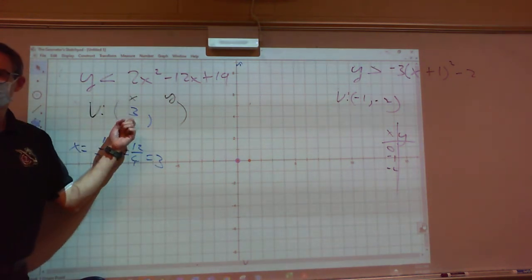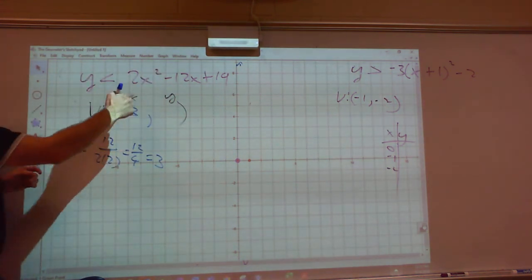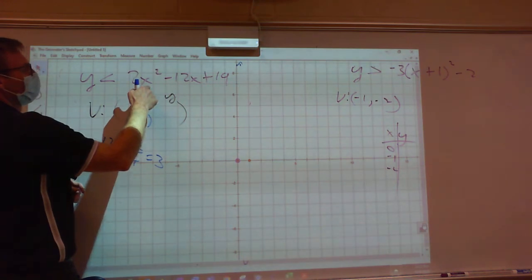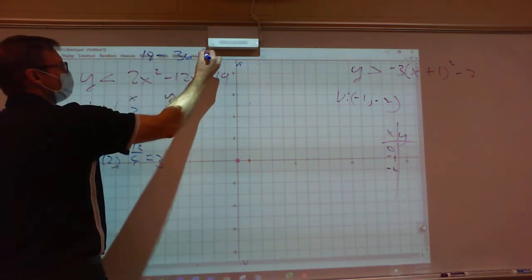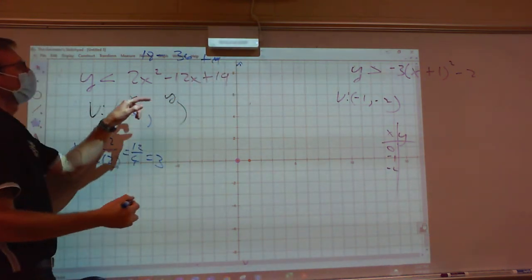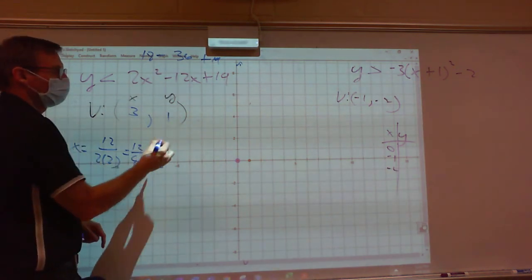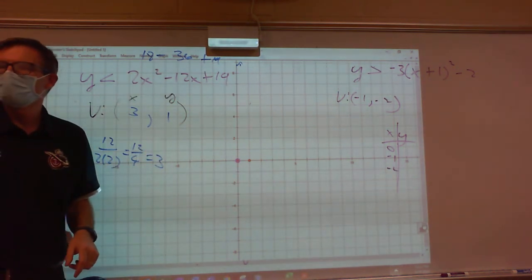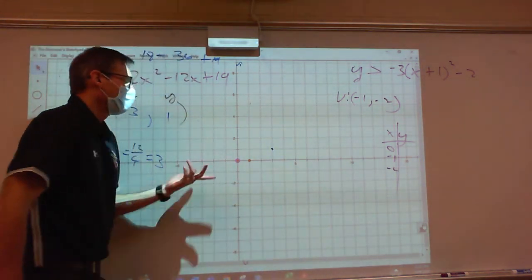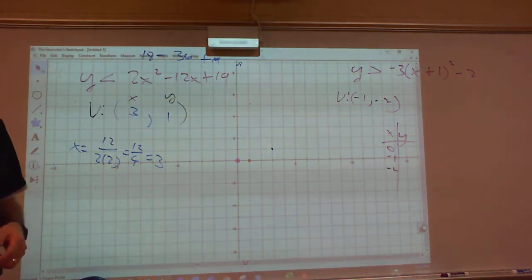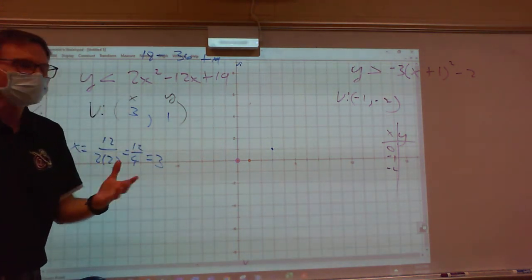If I know what the x part is, how do I figure out the y part? Plug it back in, and so it's going to give me 3 squared is 9 times 2 is 18 minus 36 plus 19. Let's see, that's minus 18 plus 19 gives me a 1. And so here's what I know. I've got my vertex at 3, 1. I know it's turning up. I do need to plot a couple extra points, but I'm going to go ahead and kill the suspense.